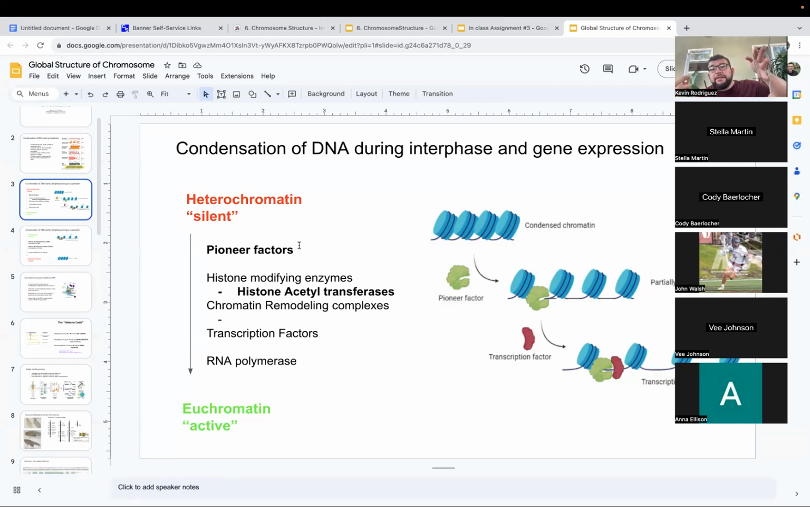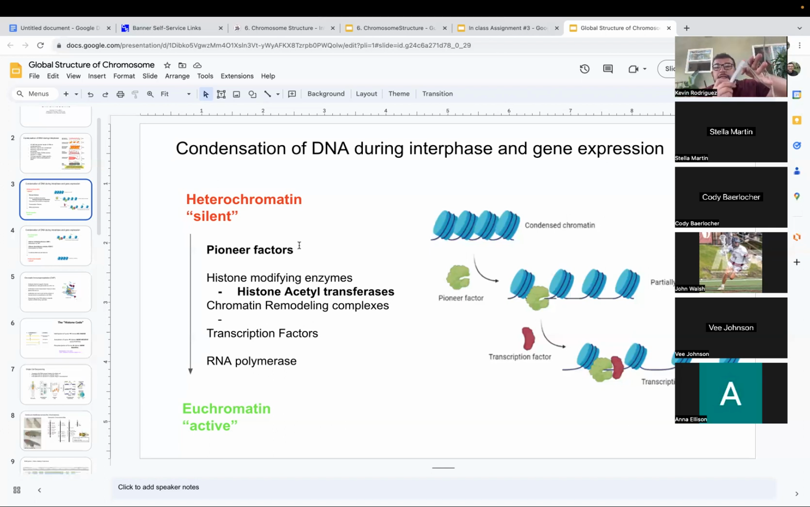Now, a pioneering factor can go, and even though this DNA is interacting with the histone, it can still recognize the sequence that it likes and bind to it. A regular transcription factor, let's say the blue one is my transcription factor, cannot recognize the DNA if it's bound onto the histones. That's the only thing that sets these two apart, right? So your enhancer, your pioneering factor, has a sequence it likes.